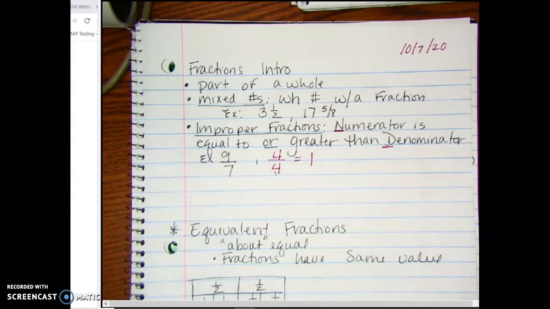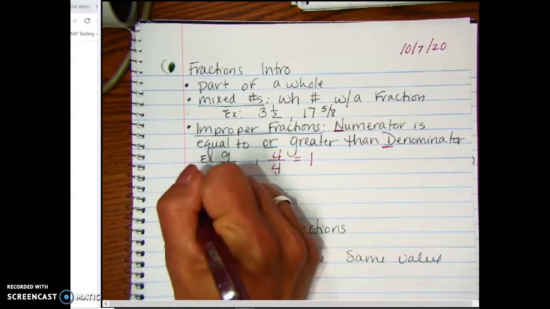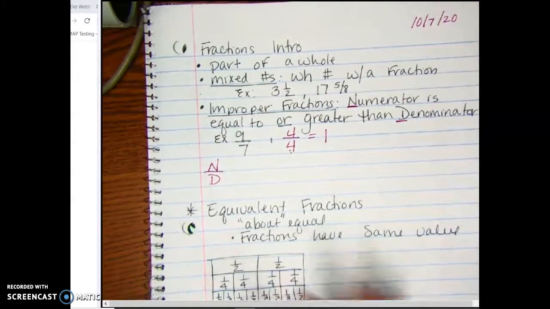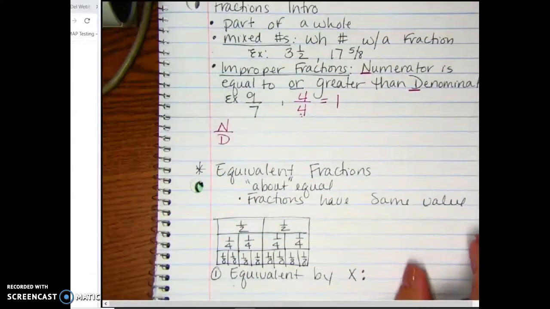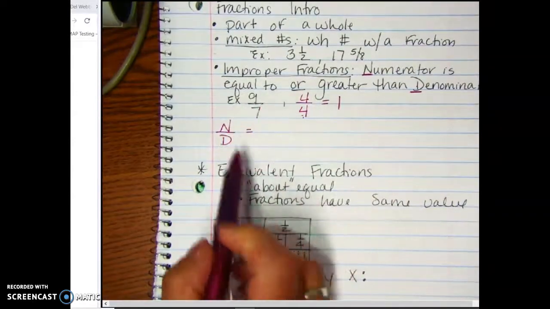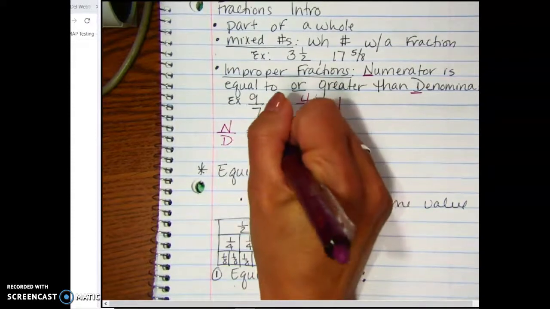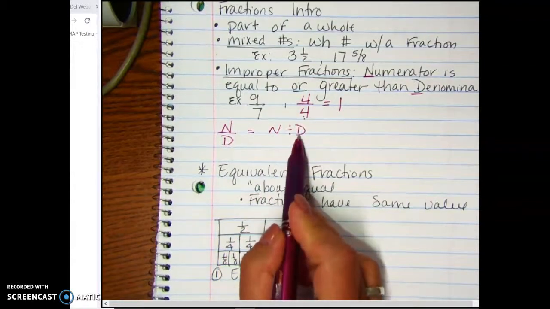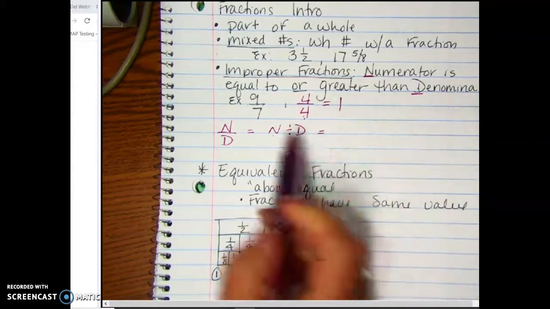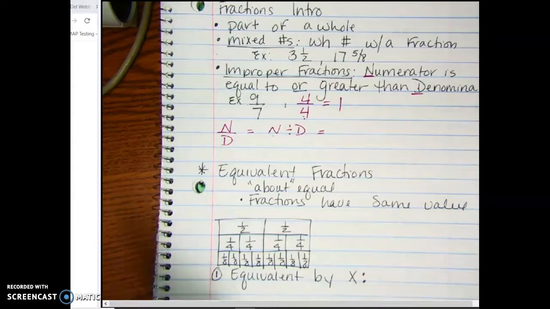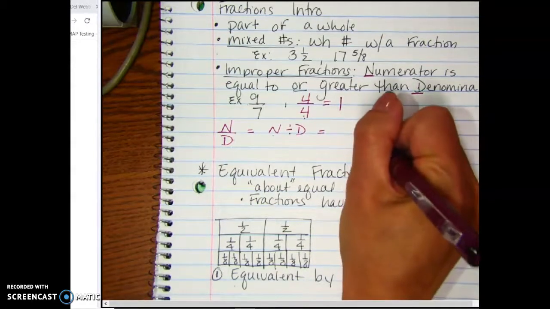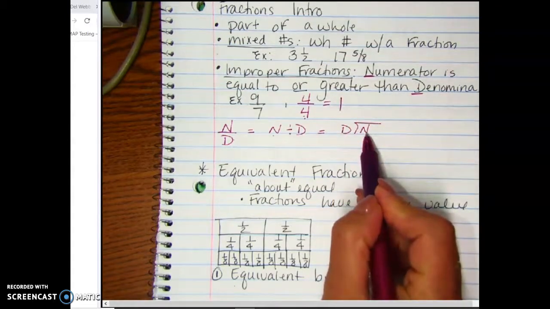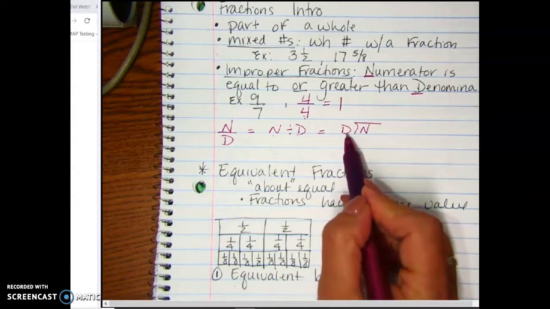Now, what maybe you didn't remember, the numerator is on top and the denominator is on the bottom. So we're going to make sure we write that down. In addition, you need to also remember that fractions are division problems. So we're taking n divided by d, the numerator divided by the denominator. And when we're working with improper fractions tomorrow, you're going to make sure to write it as a long division problem. So the numerator is divided by the denominator.